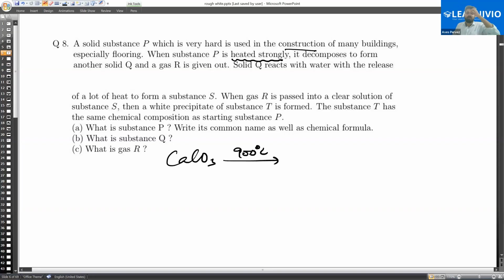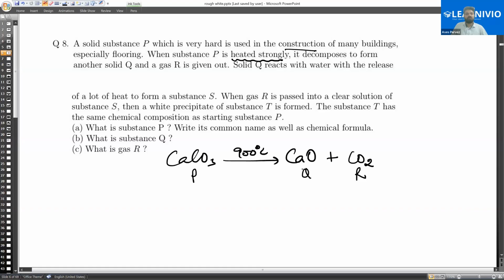It decomposes to form another solid Q, that is, Q plus gas R is given out. So you know that when you heat it, it gives another compound. This is compound P, and we are just assuming this. It is not confirmed, but let us assume it.